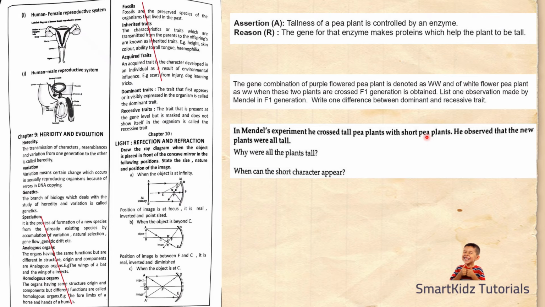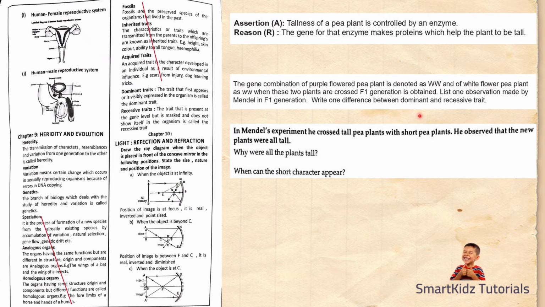So you should know about F1 generation. What happened in that F1 generation? What did he find? Remember, he never found any halfway characteristics in the F1 generation. All plants were tall. Got it? So he didn't find any short, neither did he find anything medium. He crossed a tall plant with a dwarf plant.